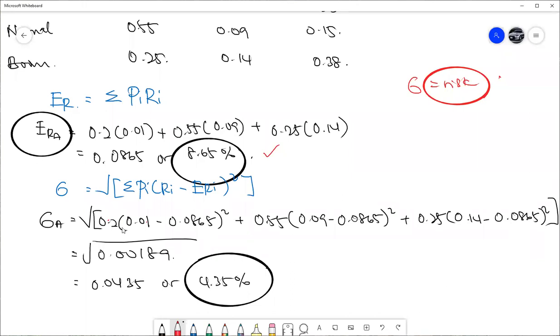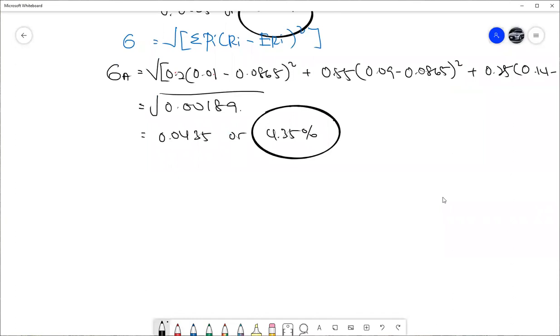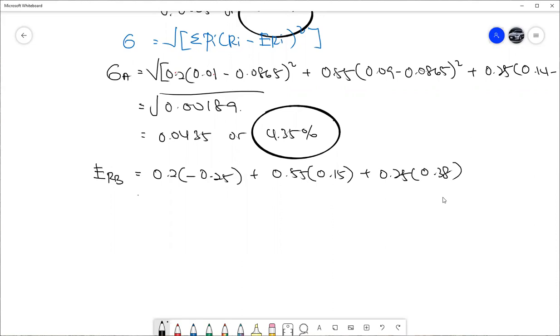Now, after you got the standard deviation and the expected return of stock A, do the same for stock B. The expected return of stock B equals, probability is still the same, just that the return for stock B is different. The first one is negative, so put negative 0.25, plus 0.55 times 0.15, plus 0.25 times 0.38. This will give you the sum of 0.1275 or 12.75%.